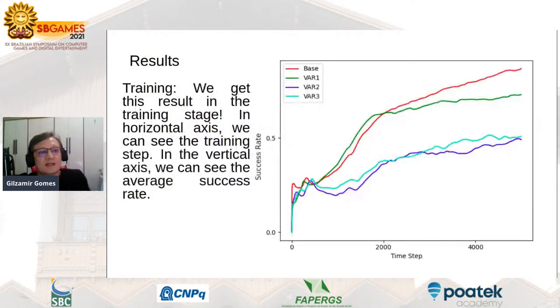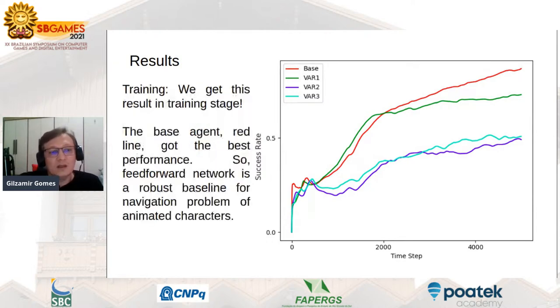So we get this result in the training stage. In the horizontal axis, we can see the trained steps. In the vertical axis, we can see the average success rate. The base agent, the red line, got the best performance. So the feed-forward network is a robust baseline for navigation problems of animated characters.